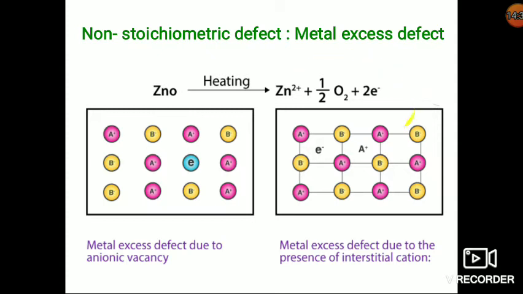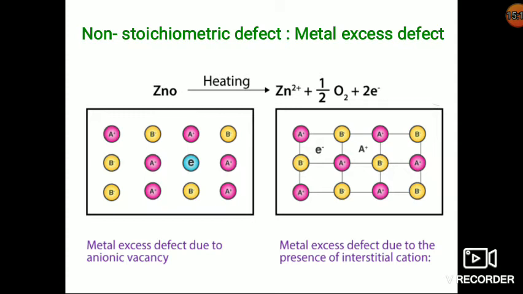Now this zinc 2 plus will get diffused and occupy the interstitial site, and the 2 electrons will also occupy some interstitial site. So in the lattice, due to the heating process, what happened? We are getting some excess metal ion, and hence it is called metal excess defect due to the presence of interstitial cation. Here the metal occupied the interstitial site, zinc 2 plus in the solid. So that is your metal excess defect.